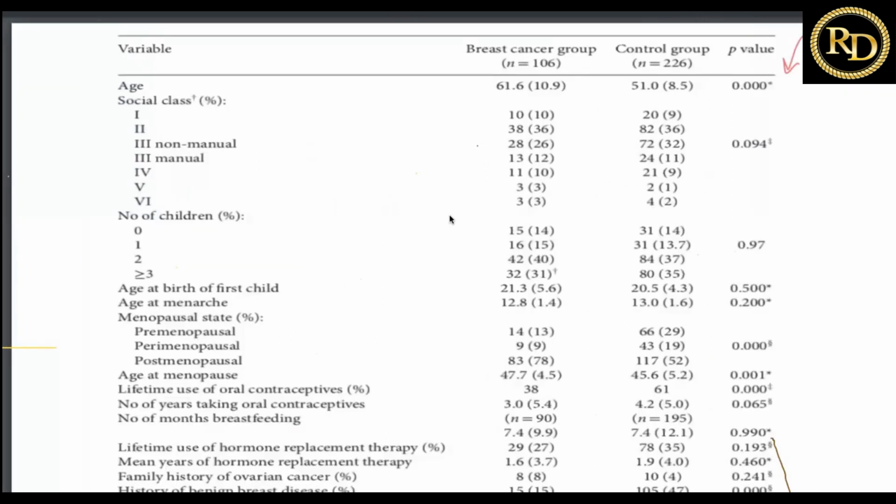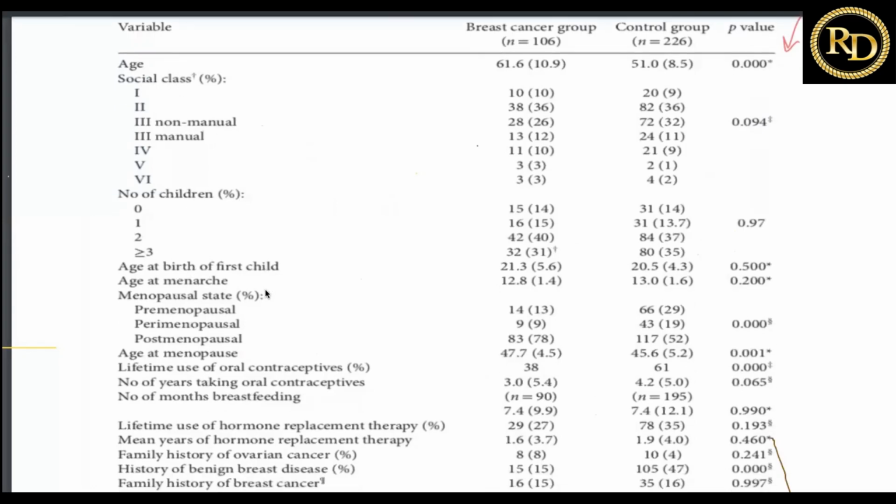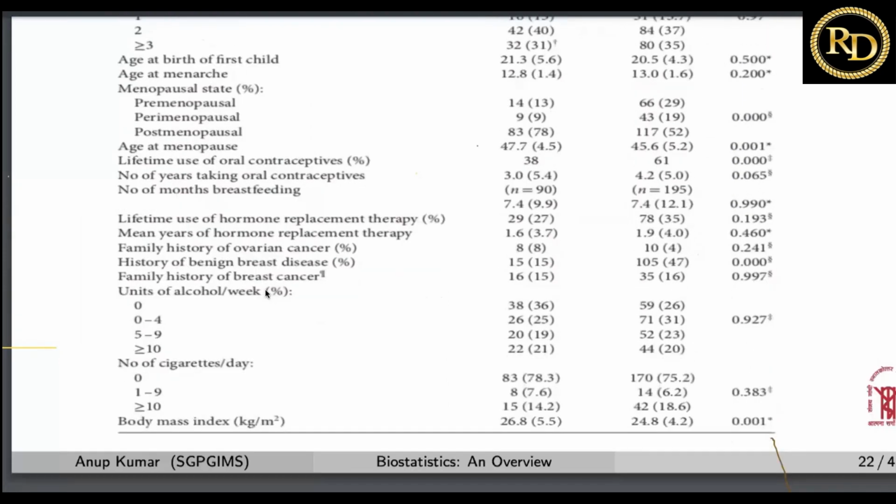In the same way, you should also try to prepare your data. Here you can see the first column is the variable, and here it is written age, then social class, then number of children, then age at birth of the first child. And here there are two groups.